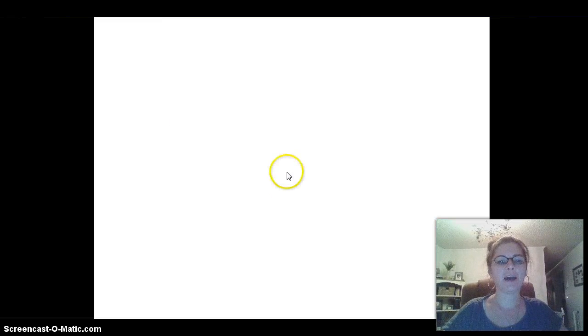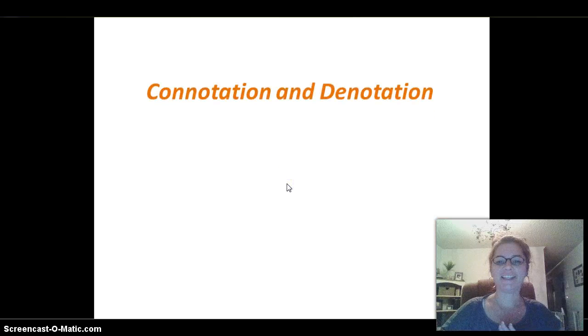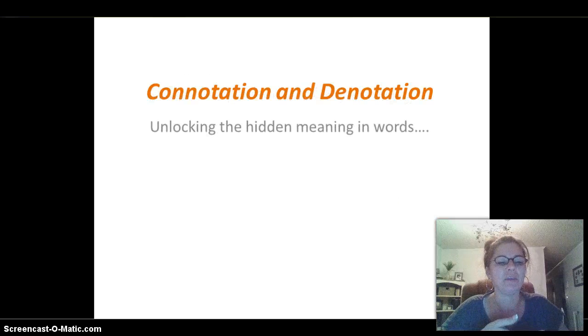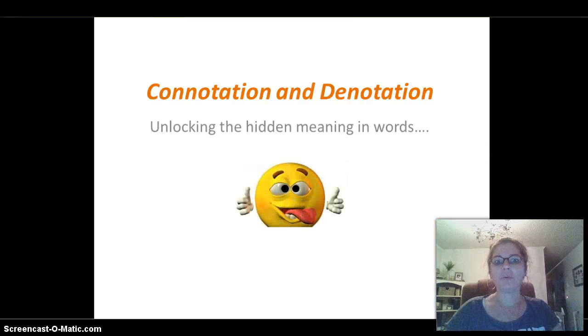Today we're going to talk about connotation and denotation. I know you're excited, so let's get started. Today is about unlocking the hidden meaning in words. And there are hidden meanings in words, even if you don't realize it. You use words a certain way to either be positive or negative. And you choose those words very carefully, especially as teenagers. I know you do. So, without further ado, let's get started on connotation and denotation.